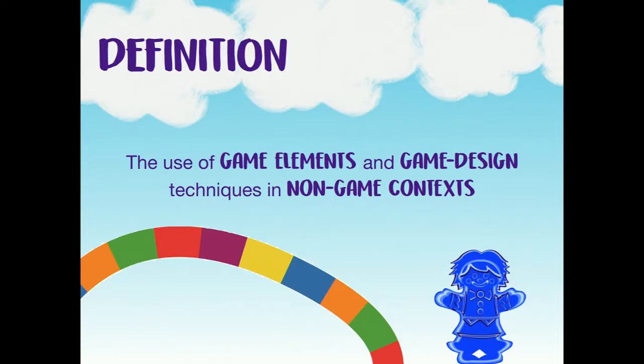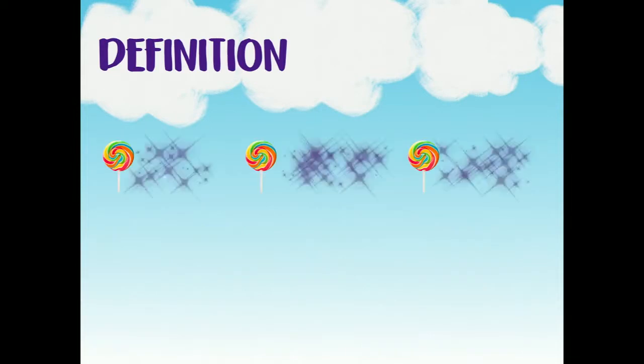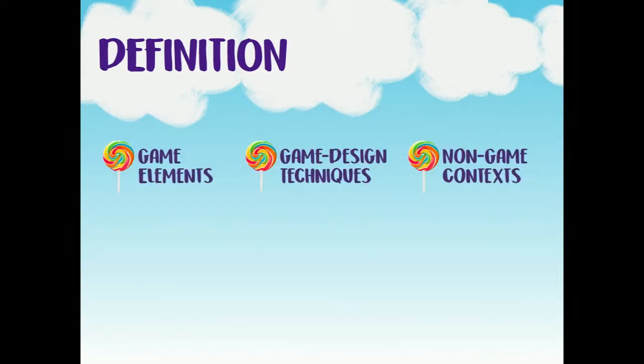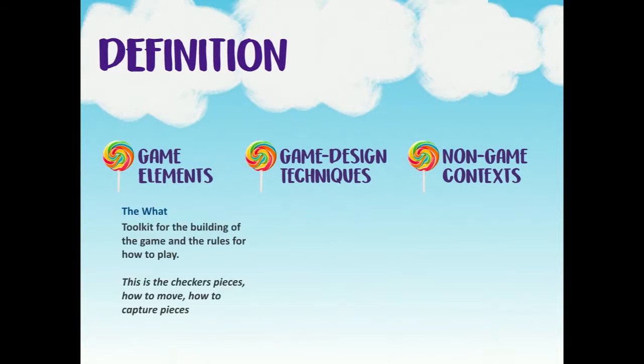So, the definition of gamification. Gamification is the use of game elements and game design in non-game contexts. We're going to go a little bit deeper with that in the next couple of slides. It's a technical definition, so there are a few terms I want you all to be familiar with because they come up in the literature when you're reading about gamification. Game elements are the first one. This is how you build your game. It's the points, how you keep score, the strategy behind the game.